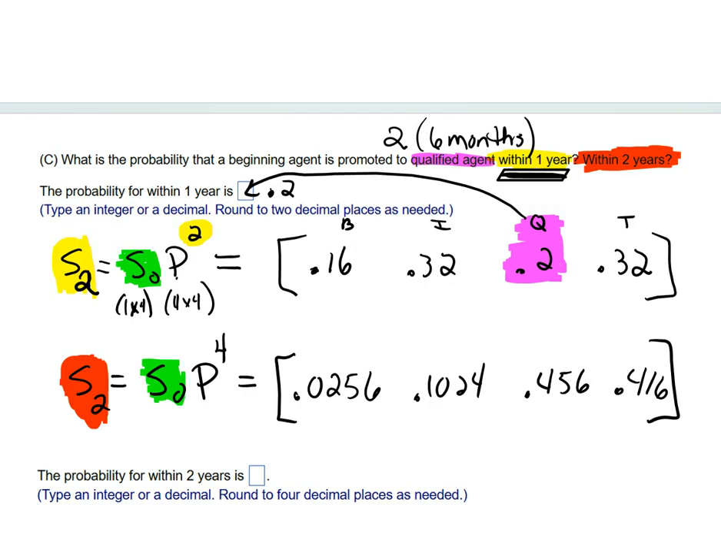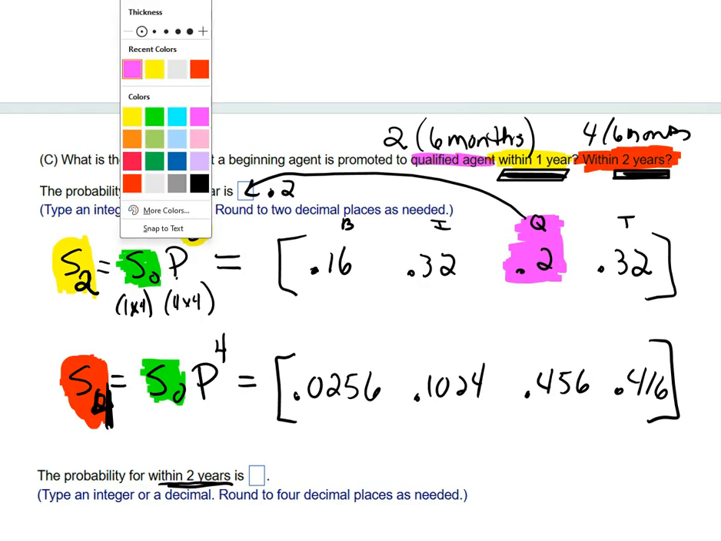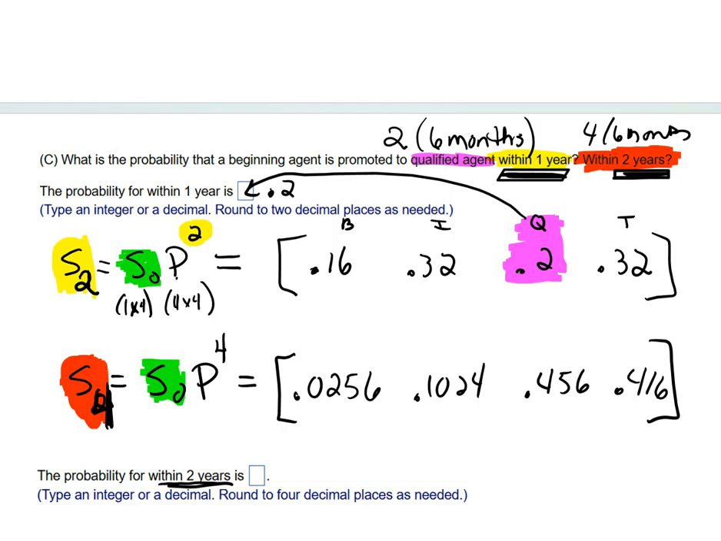And then it says, what's the probability within 2 years? Well, if you have 2 years, that's 4 periods of 6 months. So I'm really looking at S sub 4 here. I don't know why I wrote S sub 2. S sub 4. And so you're going to take, I think it was this color I used. Yeah, this one. The green S sub 0, which is 1, 0, 0, 0.